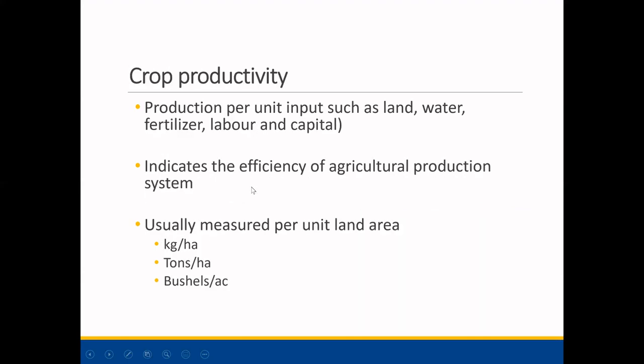It is similar to productivity, but as I said, productivity can be measured not necessarily per land area but per other inputs as well. You may have heard terms like water use efficiency or fertilizer use efficiency, and within fertilizer, nitrogen use efficiency. Those are efficiency parameters that indicate productivity per respective input.